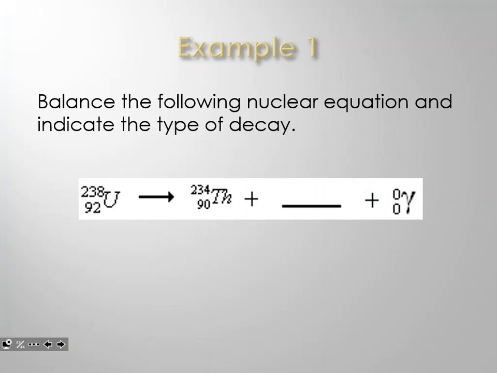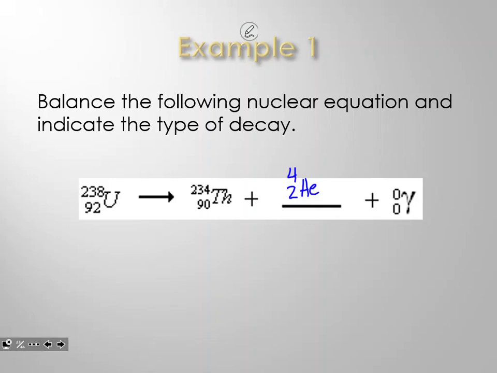What will make the numbers add up correctly? The 4-2 alpha particle. Very good. You could write it like that with the helium, or you could write it with the alpha symbol. But we can fill in the blanks because we need to make sure the numbers add up. So that's how we can determine which type of radiation is going to go in there.